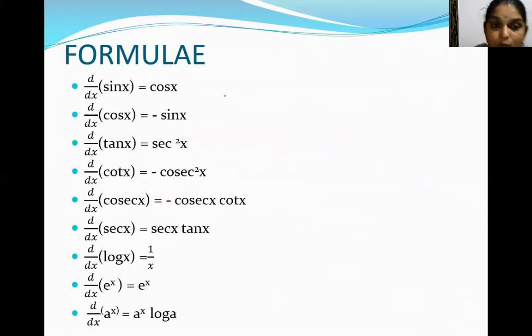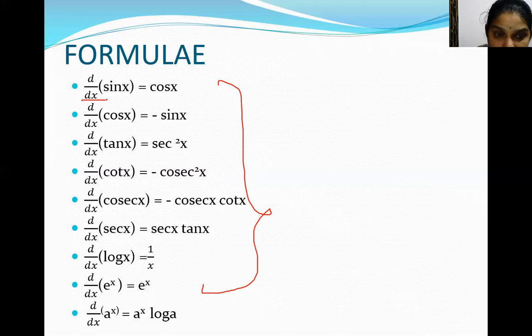Now, using that first principle, you have already derived all these formulae in your previous year. d by dx of sine x is equal to cos x. Don't read it as d sine x divided by dx. d by dx is an operator here. d by dx is operating on sine x. You will write it as the derivative of sine x with respect to x is cos x. Always, while you are defining derivatives, you should use the words with respect to, because there will compulsorily be an independent variable on which there is a dependent variable.